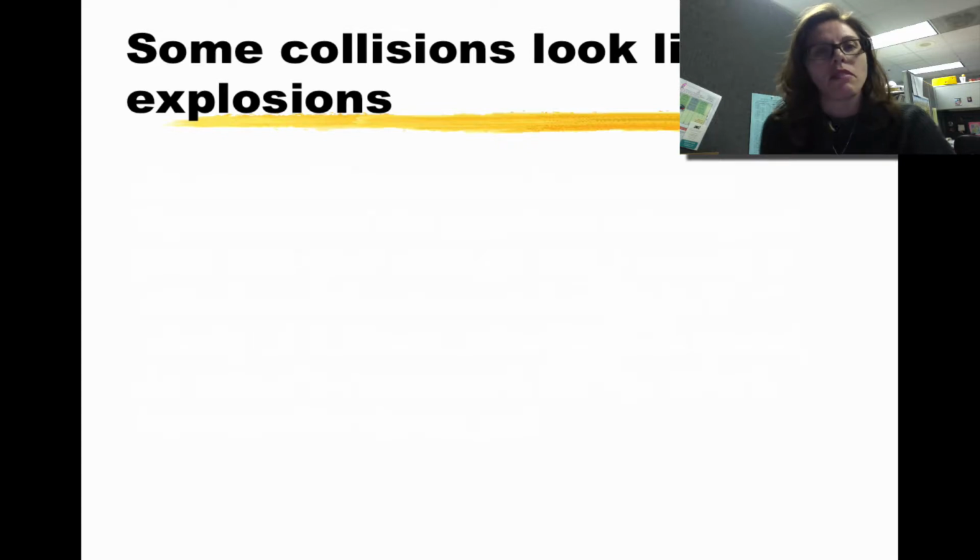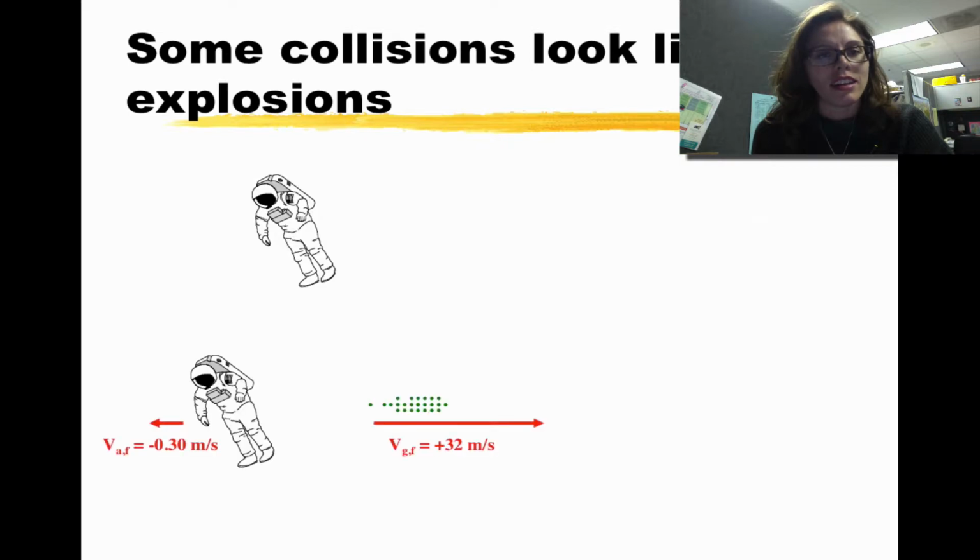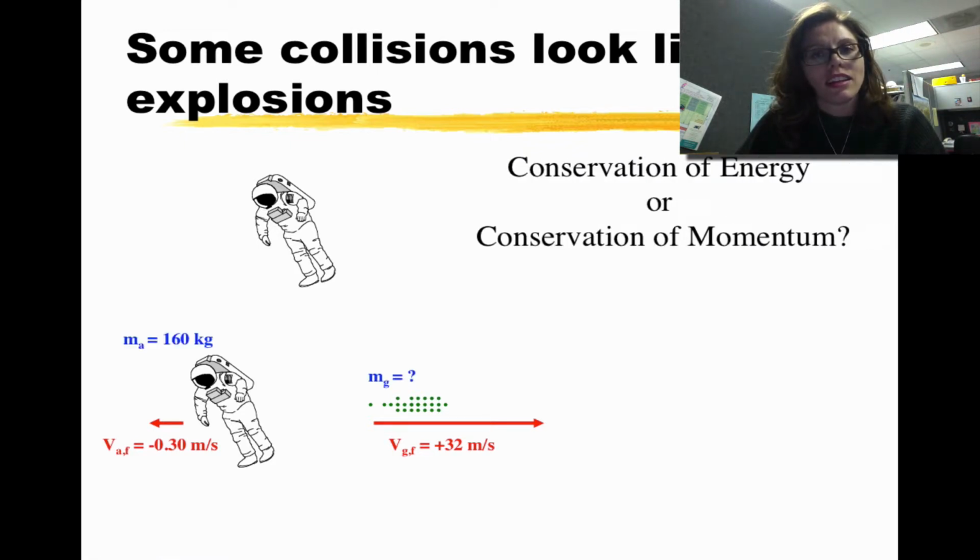So again, first thing you want to do is draw a picture of what's going on. So here's the astronaut, and then at the end, the astronaut is flying off in one direction and the gas is going in the other direction. Okay, so everything in our system is the astronaut and the gas. So P initial, is this conservation of energy or conservation of momentum? Well, it's an explosion, so it would be momentum, not energy. So P initial is 0, everything's stationary.